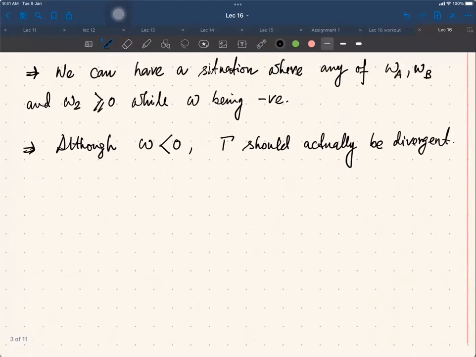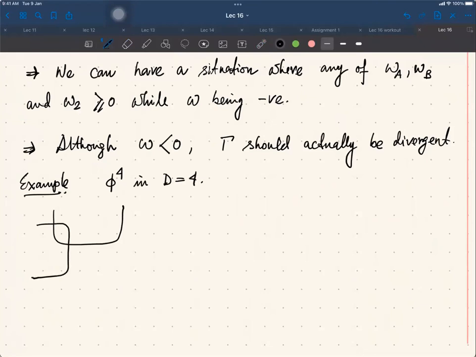So let's look at some example. So this is phi to the 4 in d equals 4. So consider this diagram, and this is your total gamma.